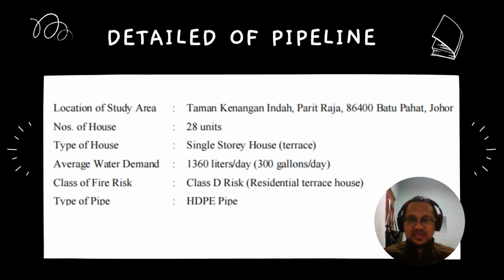Okay, as we can see on the slide, this is the detail of the pipeline. As we mentioned earlier in the project background, the study area is located at Taman Kenanga Indah, Parit Raja. This residential area consists of 28 units of single story houses. The average water demand is 1,360 liters per day. For the class of fire risk, based on the Malaysian Water Association MWA guideline, the fire risk for residential buildings is class D, with the average total flow of 1,140 liters per minute. And then the type of pipe we are using is HDPE pipe.